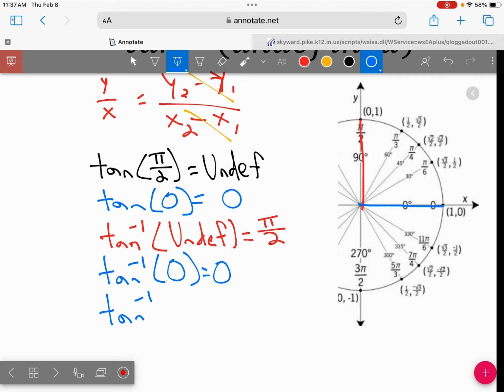Which point do you think is going to give us a slope of 1? AKA the answer to inverse tangent of 1. Negative pi over 2? So negative pi over 2 would be down there. The slope of that line would be vertical.